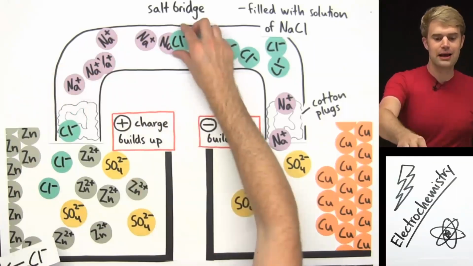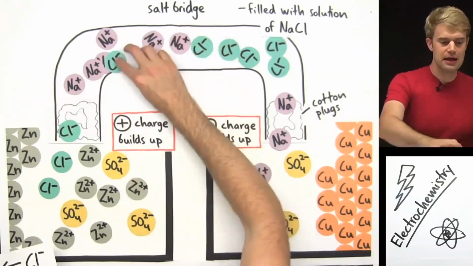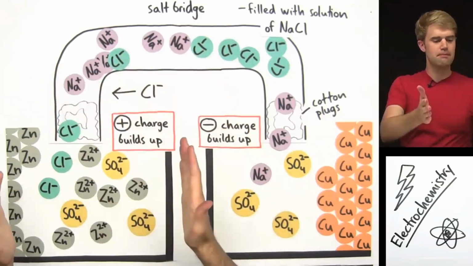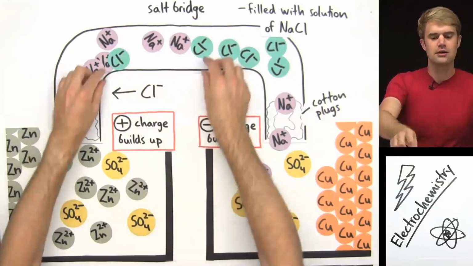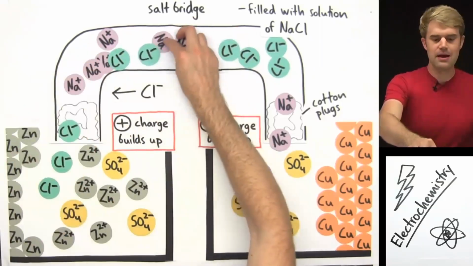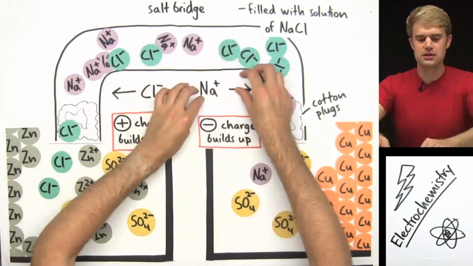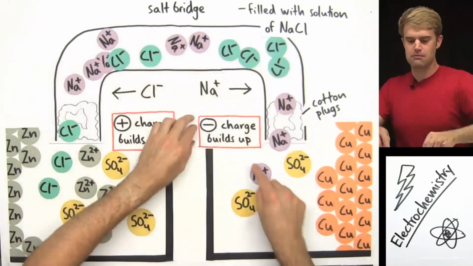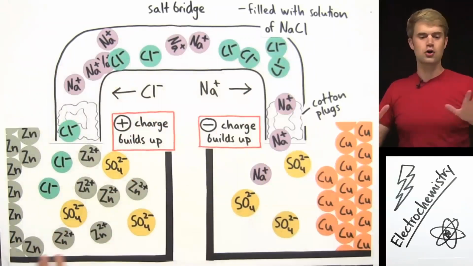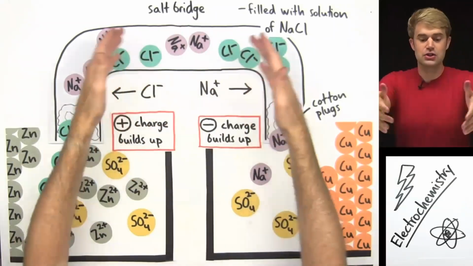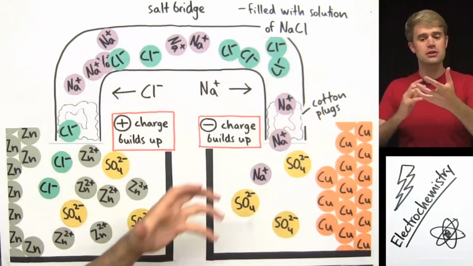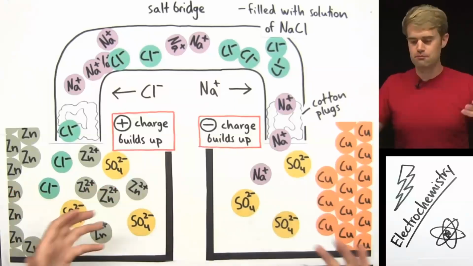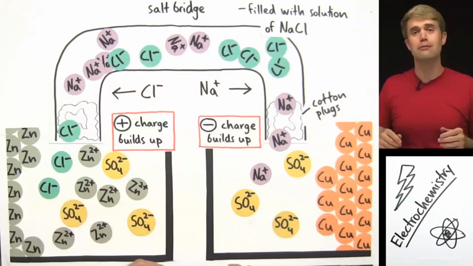So over time, what we're going to see is that the Cl minuses move in this direction to balance out the positive charge that builds up here. And then we'll see that the Na pluses begin to move to this side to balance out the negative charge that builds up here. A salt bridge helps to balance these charges to make sure that they don't build up too much, and that would prevent the voltaic cell from being able to work.